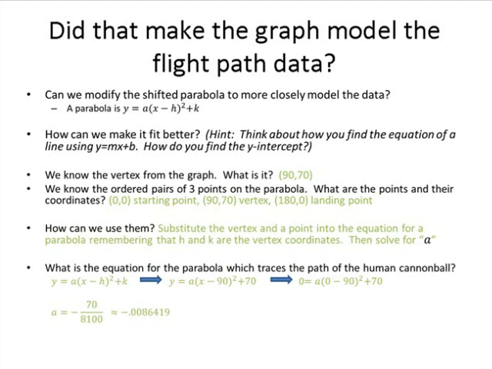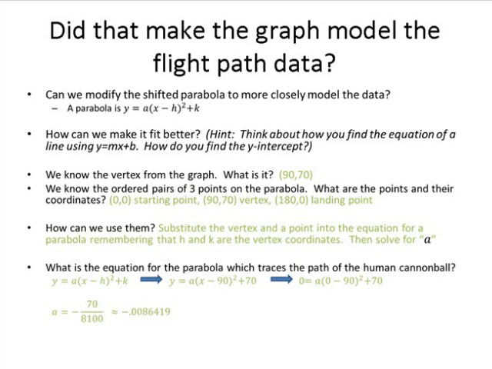So this is great. We've got some new information. Well, how do we use it? Well, what we're going to do is substitute the vertex and a point in the equation for a parabola, remembering that h and k are the vertex coordinates. Once we do that, we will be down to a single variable, which is a. So we're going to substitute in an x, a y, an h, and a k, and be able to find a. And remember what a does to your parabola.